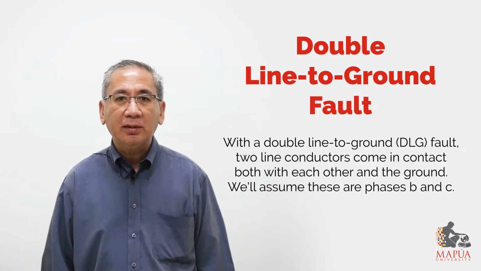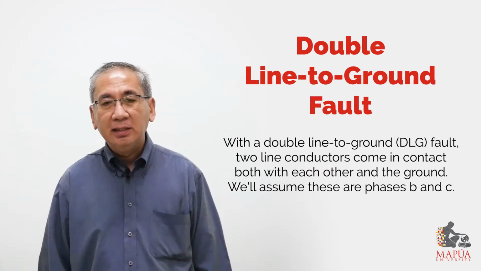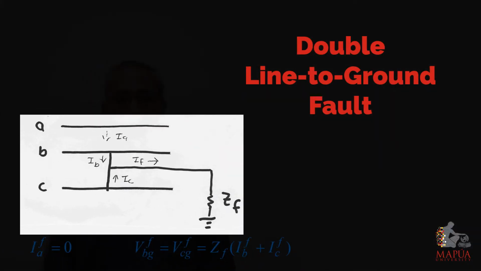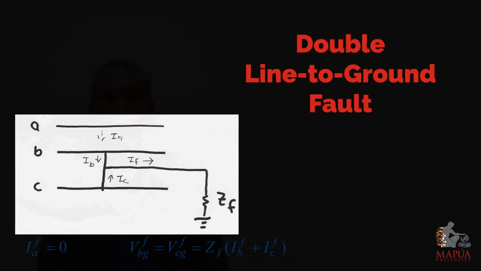We'll assume these are phases B and C. In this diagram, we have phases B and C in contact and in contact to the ground through a fault impedance, say ZF. So, what are the boundary conditions? IA, in this faulted condition, is equal to 0, VB equals VC equals ZF multiplied by the currents IB plus IC.